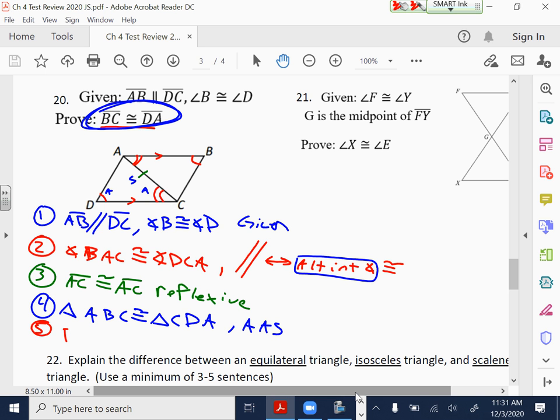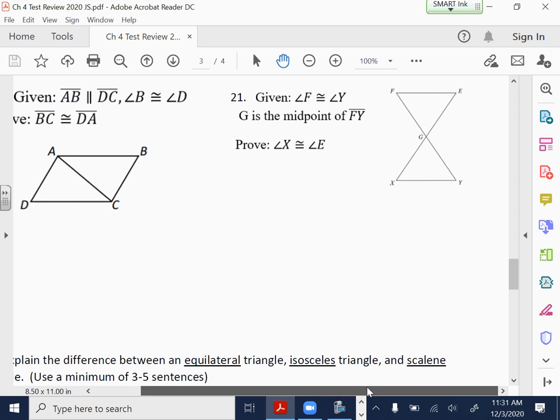I know that BC is congruent to DA. And it's all because of CPCTC, corresponding parts of congruent triangles are congruent. And you will have that on your bank of reasons as well. So same type of thing with this one. Again, we're not proving the triangles are congruent. That's not the objective, but we do have to prove that they're congruent to be able to see that angle X and angle E are congruent.